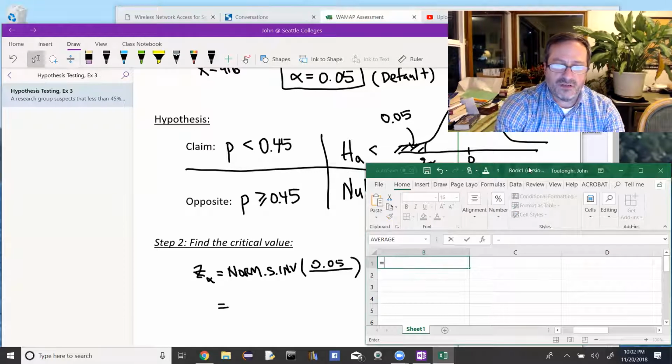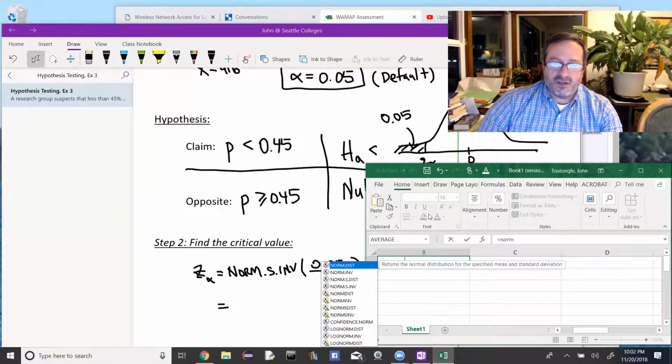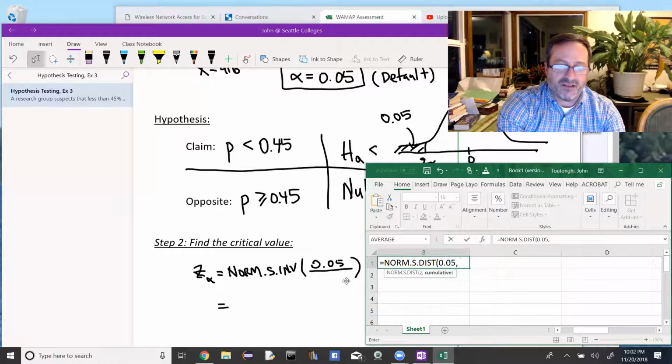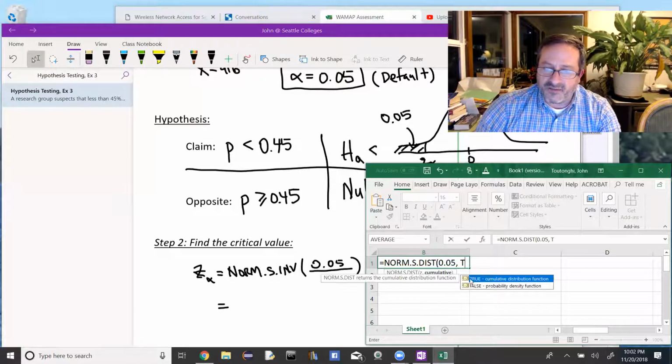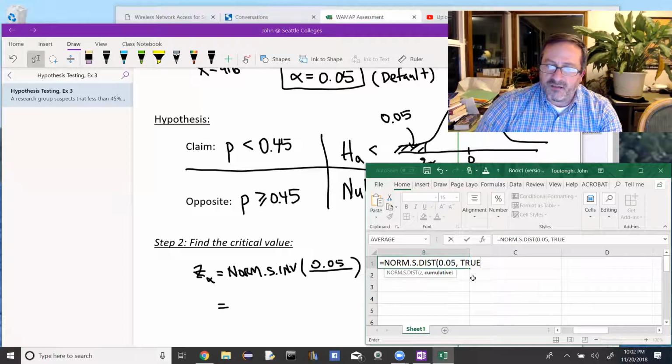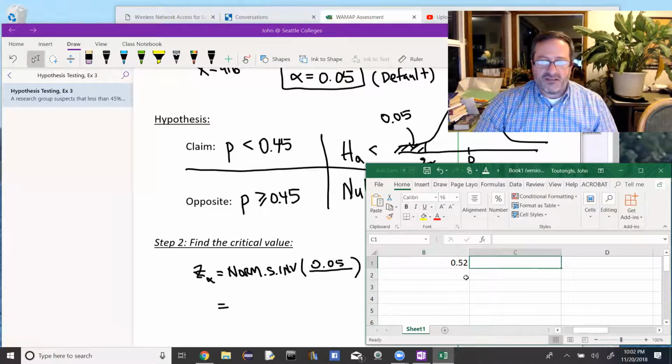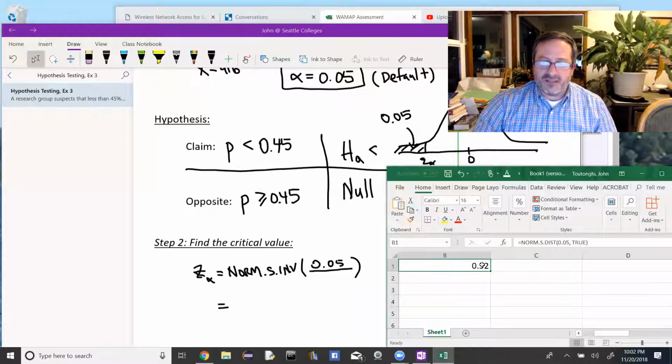Equals norm. So there's norm.distribution. I don't want that one. I want the standard normal distribution, which is the same thing, except the mean is 0 and the standard deviation is 1. So it's our z-scores, 0.05. Oh, and the cumulative value here again is true. I left that out of my notes on the board. And that is a z-score of 0.52. That does not feel right to me.